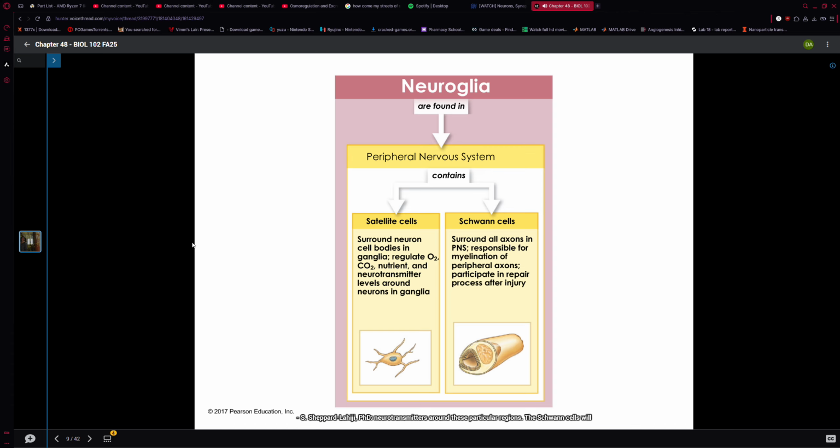The Schwann cells will surround nerve fibers in the peripheral nervous system, and they'll form a myelin sheath around the thicker nerve fibers. And these are functionally similar to that of oligodendrocytes. And Schwann cells are integral to the regeneration of damaged peripheral nerve fibers.